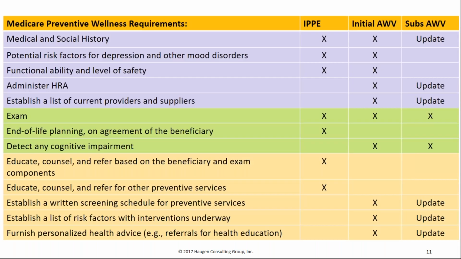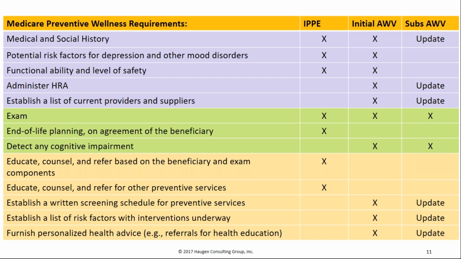So let's just look at some of the things required in these visits. Like I said, this is different than the CPT preventive medicine services in that it is very well defined as to what needs to be happening and documented during these visits. So IPPE is the first column there, and you can see X's under what's required. For the IPPE, we need medical and social history, potential risk factors for depression and other mood disorders, functional ability and level of safety. Then we go on to an exam.